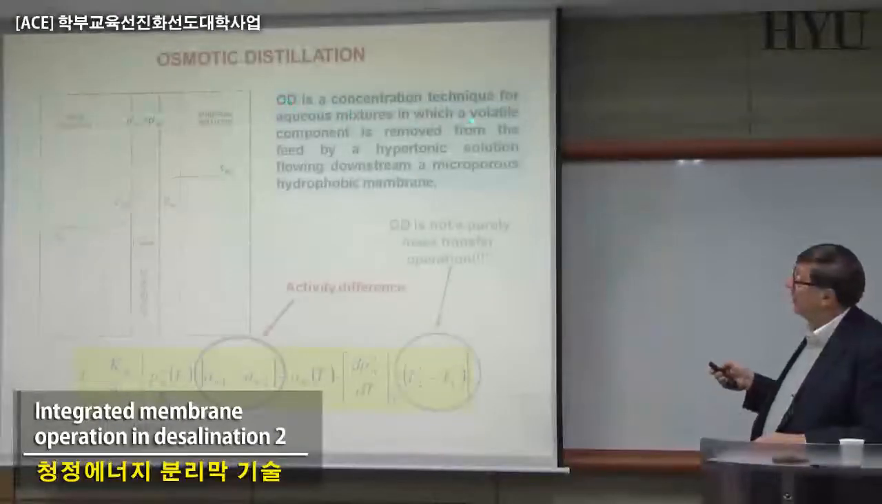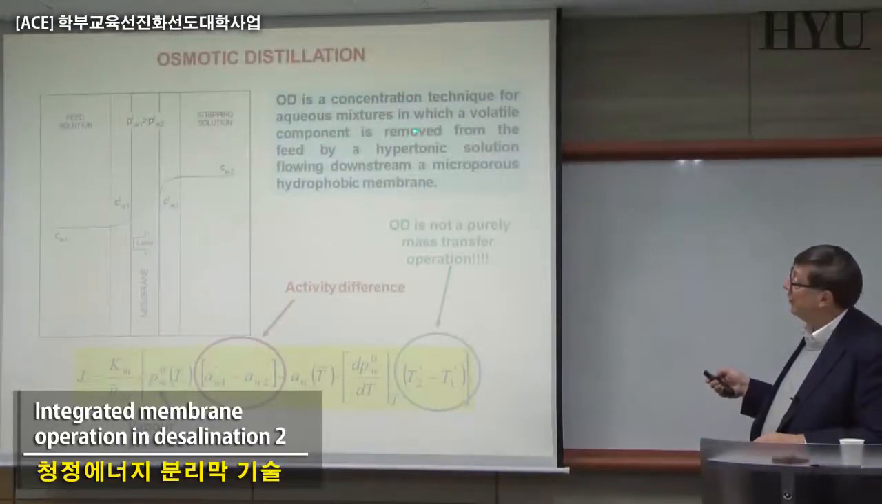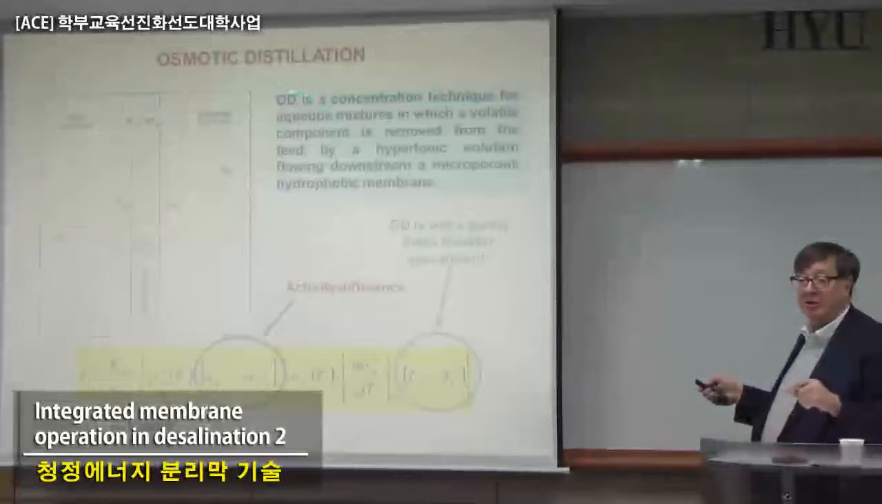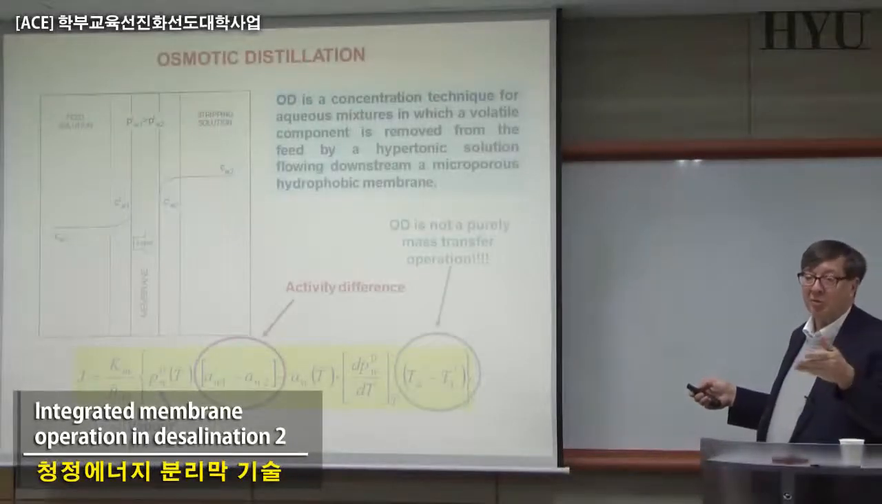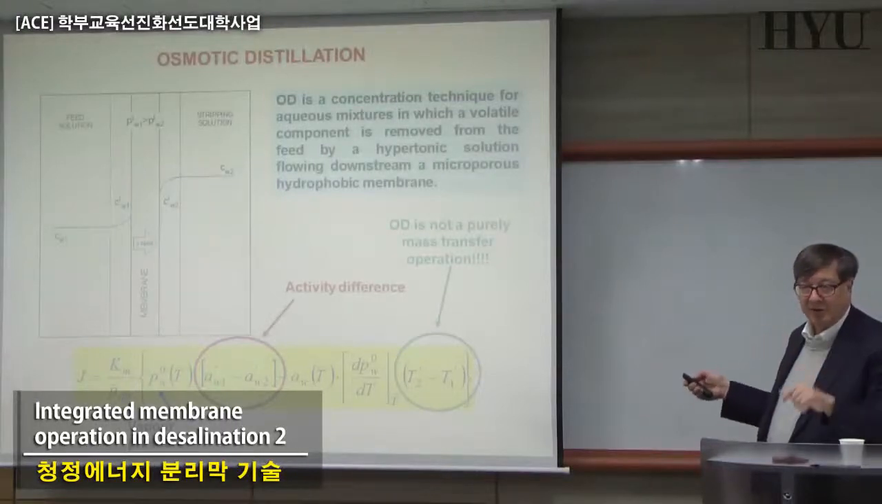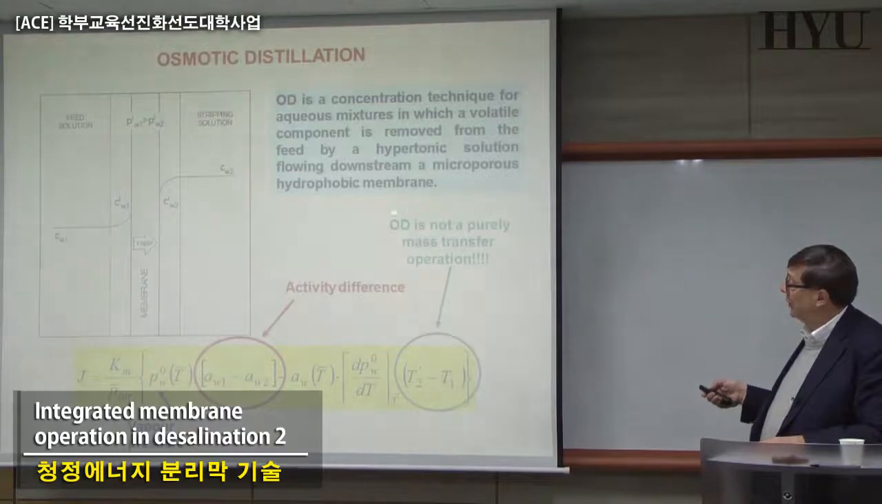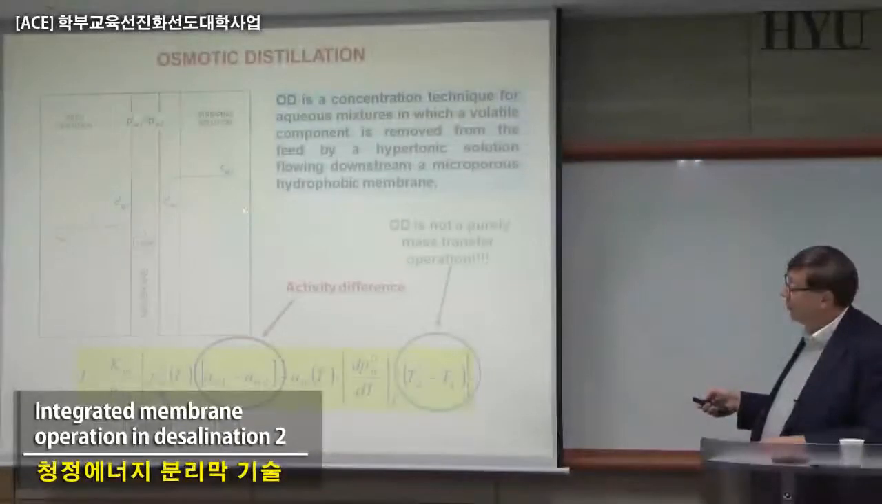Osmotic distillation is a concentration technique for aqueous mixtures in which a volatile component is removed from the feed by a hypertonic solution. You are very expert in hypertonic solutions because we have been talking about pressure retarded osmosis or forward osmosis. The draw solution is another term equivalent to hypertonic, a very highly concentrated solution flowing downstream of a microporous hydrophobic membrane. So you have a draw solution on one side and the feed solution.